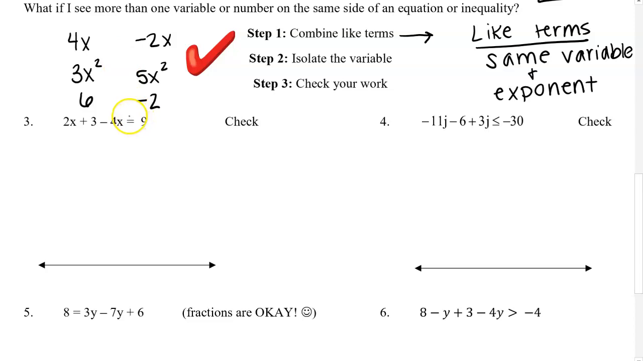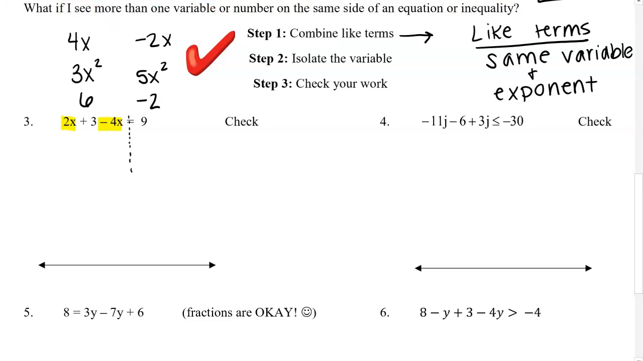For the first example, I'm going to draw my dotted line through the equal sign. You want to look on the left-hand side. We are not typically used to seeing more than two terms on that left-hand side. I see a 2x and a negative 4x. These are like terms, so they are going to be combined before we continue solving.